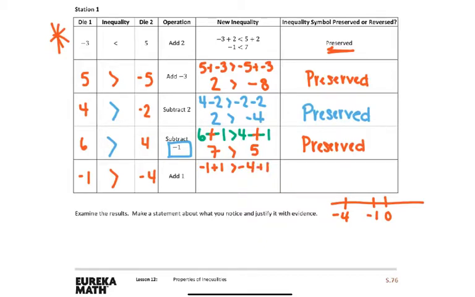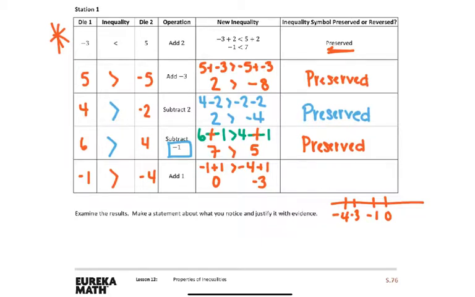So when I carry out that operation, -1 plus 1 is 0. And -4 plus 1, remember when we add a positive to a negative, it's kind of like going 1 towards 0. So now on the right side of our inequality, we have -3. So now I have to ask myself, is 0 larger than -3? So if we add -3 in here on our number line, we can see that 0 is further to the right on our number line than -3 is.